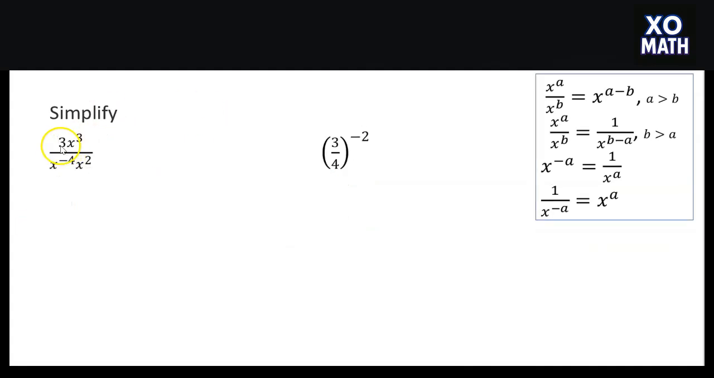And here we want to simplify 3x cubed all over x to the negative 4 times x squared. Let's simplify the bottom first. These have the same base, so we would add their exponents. So I have 3x cubed over x to the negative 2. And now I don't want any negative exponents. So x to the negative 2 would move to the numerator and become x to the positive 2.